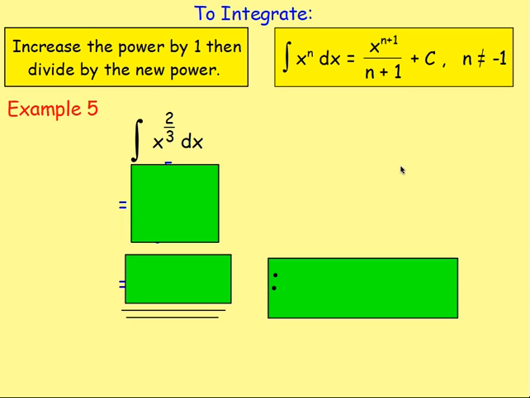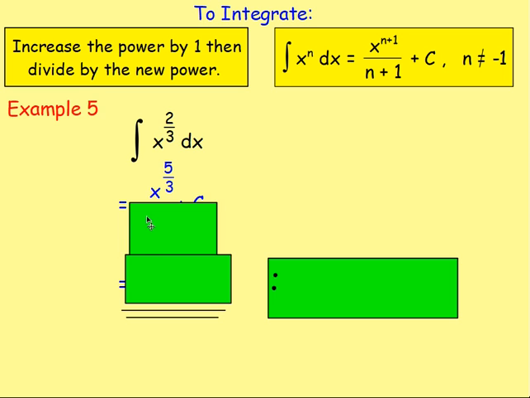Example 5. Integrating x to the power of 2/3. Again, with respect to x. Integrating, add 1 to the power, so 2/3 add 1. Remember the quick way of doing this. All you have to do is do top number, add the bottom. So numerator, add denominator. If you do that, 2 add 3 is 5. So if you add 1 on to 2/3, it's 5/3. So we have x to the power of 5/3.